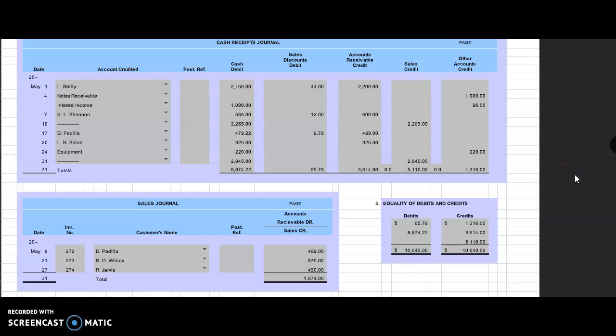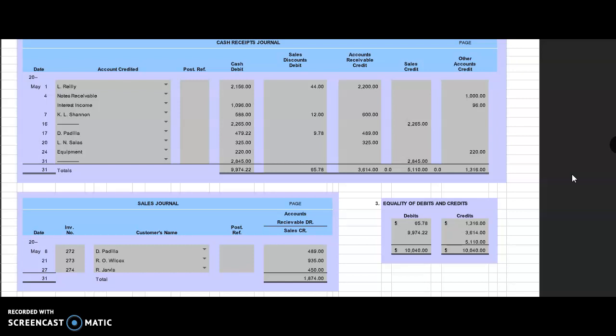All right, so this week we're going to start chapter 10. We're going to introduce two new journals. We're going to have a cash receipt journal. Your cash receipt journal is anytime somebody pays you with cash or a check. So it could be sales from your business. It could be checks that you received or interest earned on a checking account.